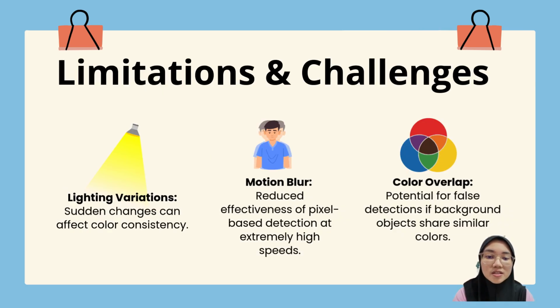The limitations and challenges that we found while doing this project are, first, lighting variations, where sudden changes can affect the color consistency. The second one is motion blur, which can reduce the effectiveness of pixel-based detection at extremely high speeds. And the last one is color overlap, where the backgrounds share similar colors with the objects, so there is potential for false detection.